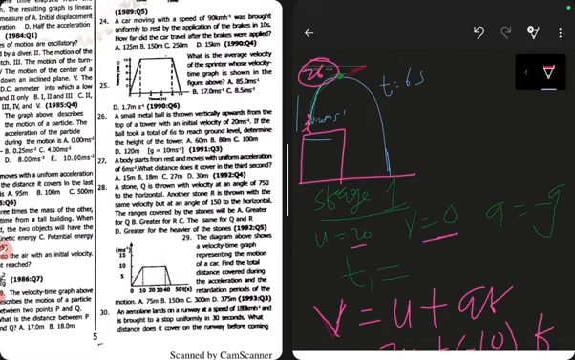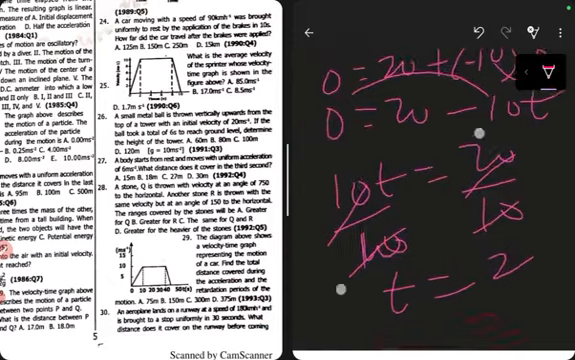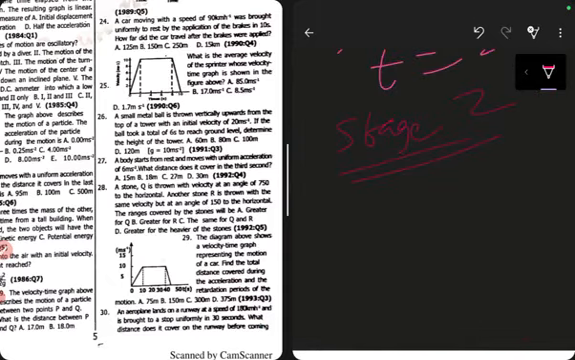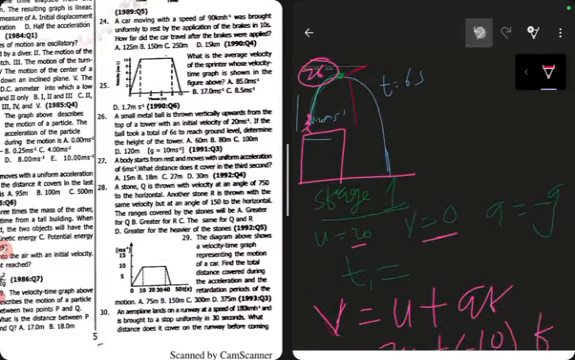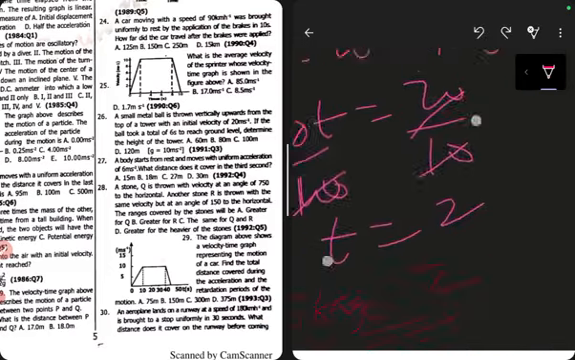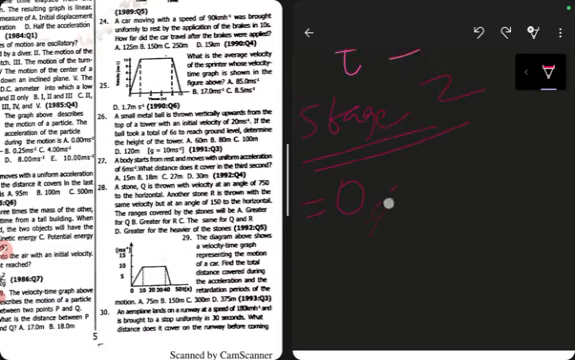So that means the initial velocity is going to be 0, because at that point it is starting from rest. Initial velocity will be 0 for stage 2. The acceleration will be positive because from this point it will start falling down. So the acceleration is going to be positive g, which is 10 meters per second squared.